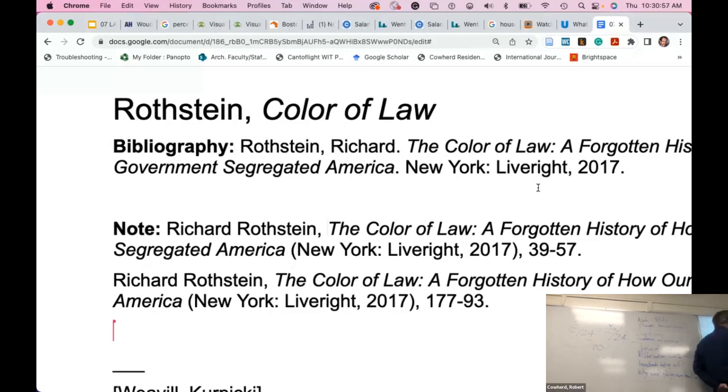But when we get to the note citation, we put it in parentheses. Why? That's the standard. But also, we're treating the note citation as if it's a sentence. Author, comma. Title of the book, italicized. Thank you, Rob. Facts of publication in parentheses, comma, page range. Why do we need a page range?